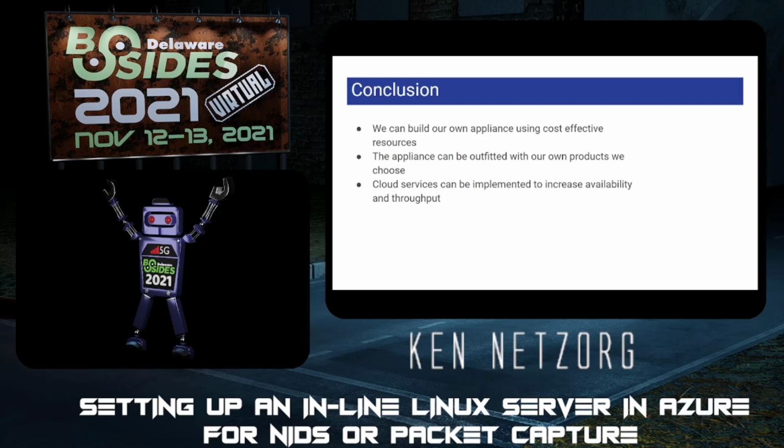The appliance can be outfitted with your own product that you choose. So again, choosing open source, Suricata or Zeek, you could even tie that into Security Onion, feed that into RITA or your other AC-Hunter to monitor your traffic. And then using different cloud services, you should be able to increase the availability and throughput so you're not relying on just that one device serving that up.